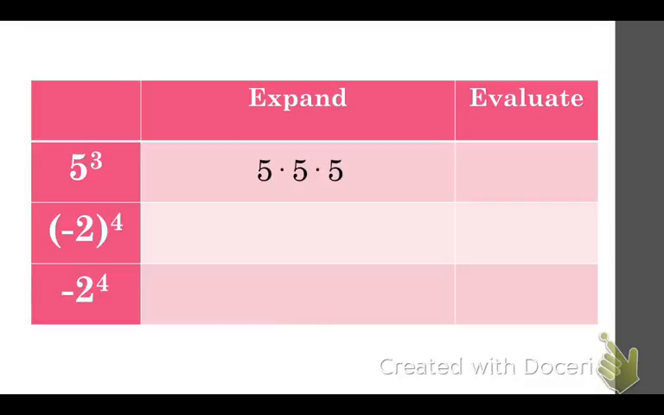Okay, so let's look at how 5 to the third power is expanded. The exponent means that the 5 is written there as a product 3 times. The base is repeated 3 times, so this would be equivalent to 125. But what I really want to stress, because you probably already knew that, is the difference between the next two expressions. And it's really about what is the base.